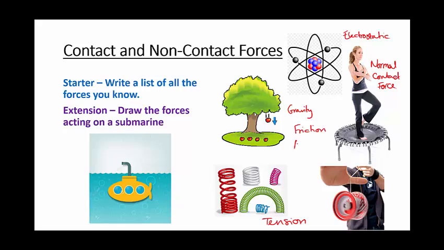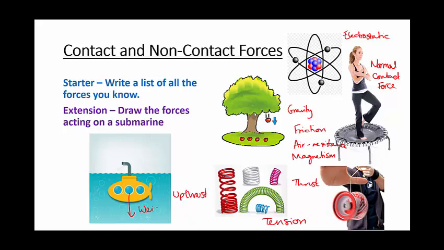You might have got friction and air resistance. You might have got magnetism. Maybe you picked thrust as one of your forces, or upthrust, which is the effect of water pushing upwards on an object. Okay, and the second part was to draw the forces acting on a submarine.